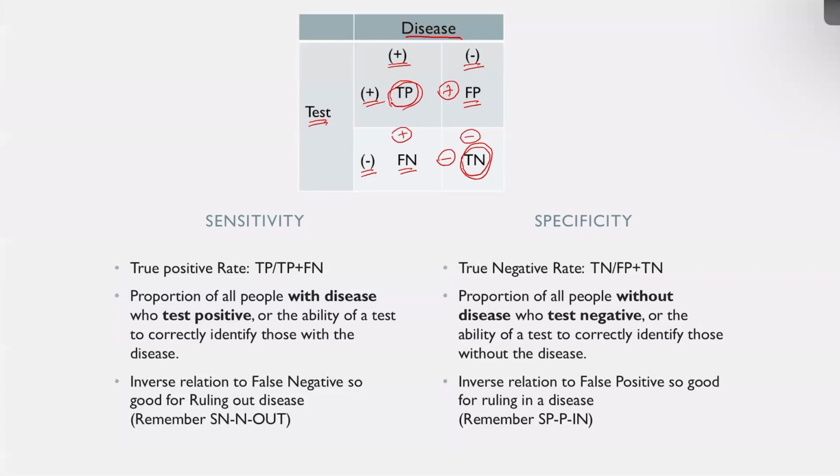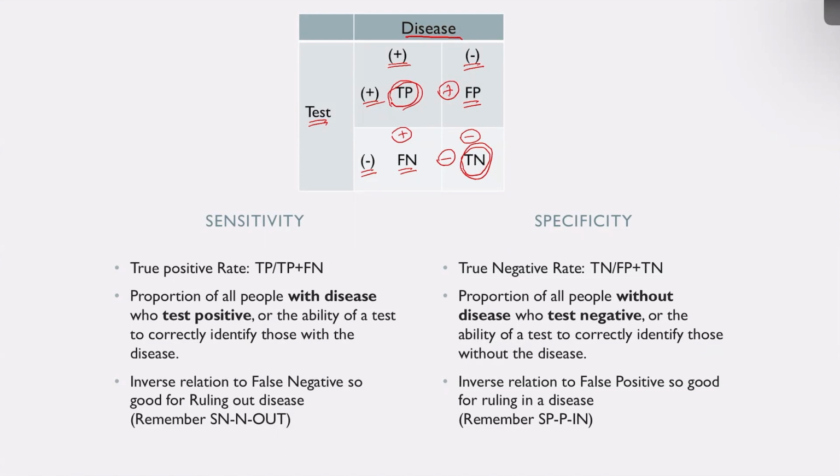Okay. So in other words, sensitivity is the proportion of all people with disease who test positive, or the ability of a test to correctly identify those with the disease. Correctly identify those who are disease positive, meaning a true positive. Whereas the specificity is the proportion of all people without disease who test negative, or the ability of a test to correctly identify those without the disease. So correctly identifying those without the disease, meaning a true negative test.